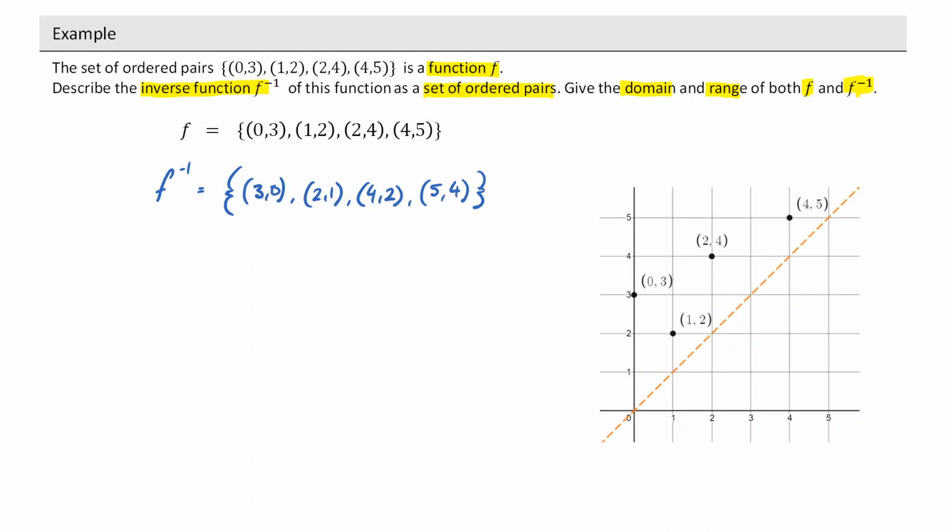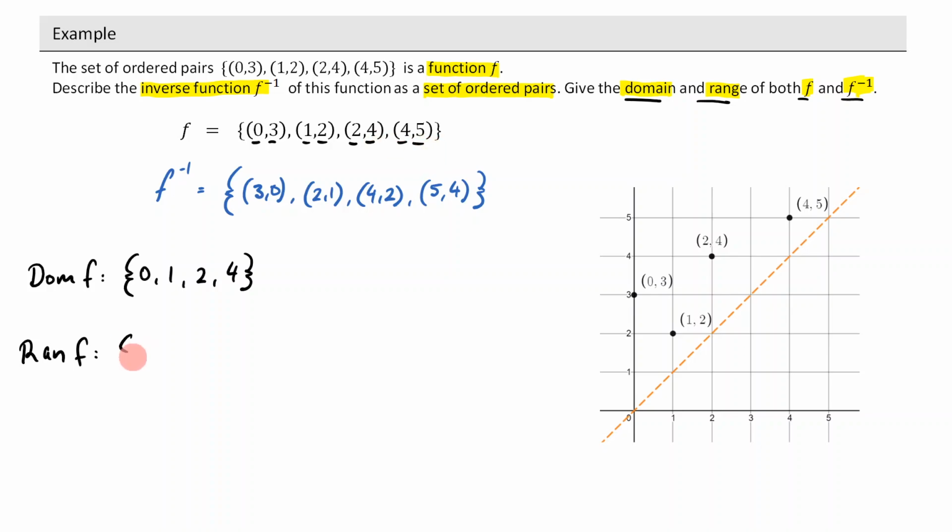The next thing that this question wants us to do is find the domain and range of both f and the inverse of f. So let's begin by finding the domain of f. The domain of f is simply all the x values of f. So 0, 1, 2, and 4. I'm going to come over here and list them out: 0, 1, 2, and 4. The range of f is simply going to be all the y values of the function. So it's going to be 3, 2, 4, and 5.